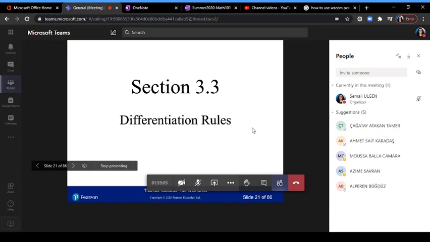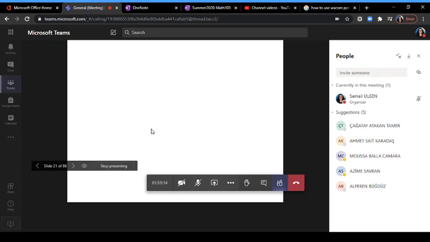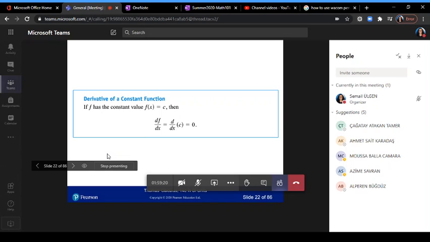Differentiation rules. So we are going to be seeing standard facts or results or properties of the derivative. First of all, when you have a constant function, the derivative is going to be 0 because there's no change in the function. It's all the same, all the time the same. So because of that, the derivative is going to be 0.